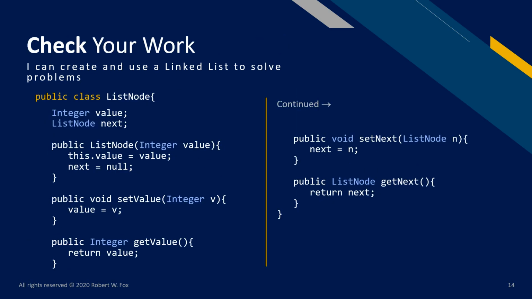Here we see the complete ListNode class. Notice at the top we still have the variables for the value and next, and we have a constructor, and then we have setters and getters for each. So at this point, go ahead, pause the video again, and take a look at your answer. Fix any problems you have before going on.